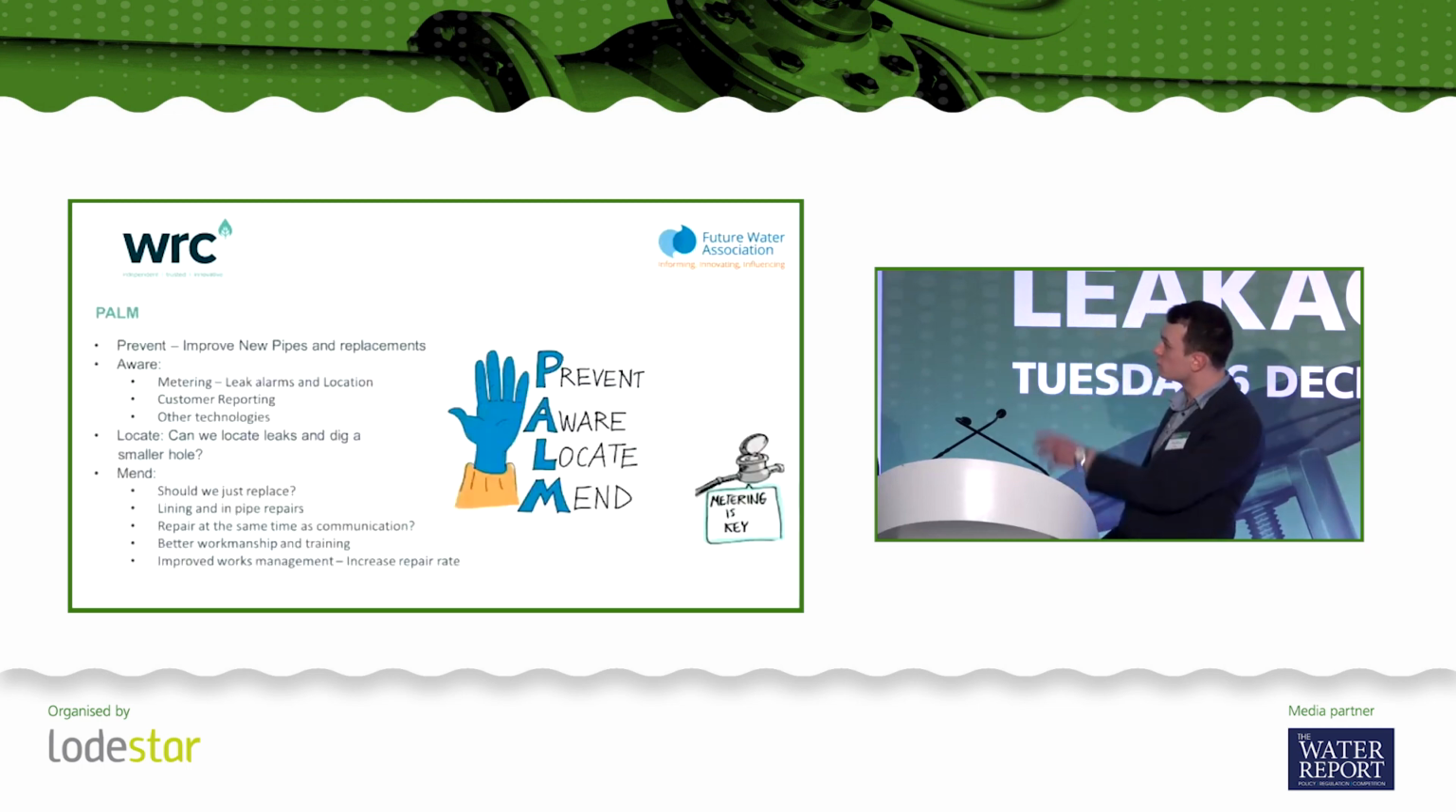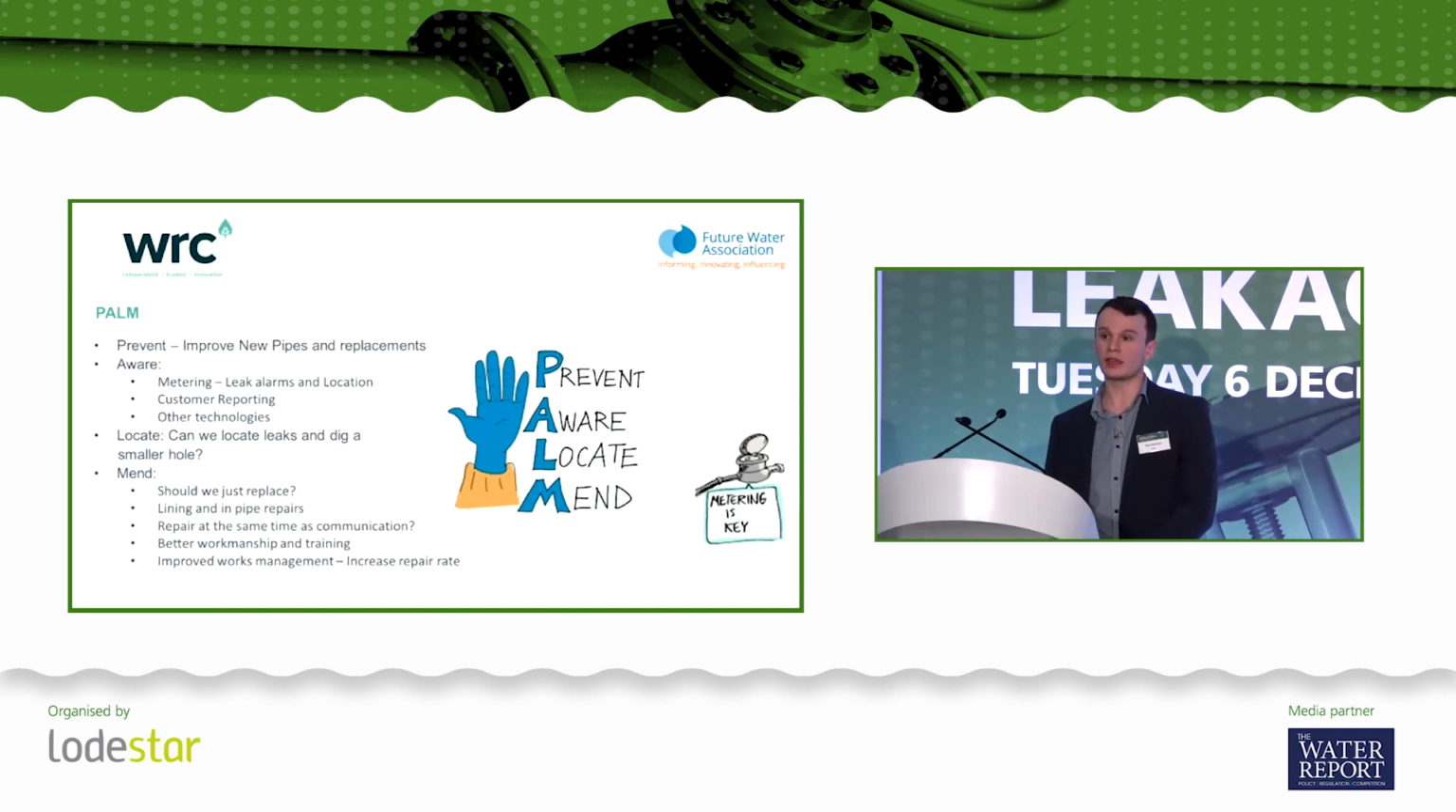So on that note, looking at prevent, the ideas were about the new pipes we're putting in, as well as replacements, and it was great to hear earlier on about lining. We also had a discussion about that at the workshop as being a key area where there's potential for improvement. And then on aware, we discussed metering. Metering is the really key option, and looking at leak alarms and also in terms of volumes, and then enabling customers to notice their own leaks as well.